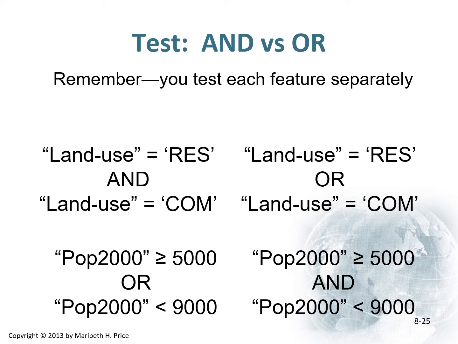So here are some basic tests you can do if you're trying to make sure you understand this. Think about the and versus or. Land use equals RES and land use equals COM, versus land use equals RES or land use equals COM. Population greater than 5,000 or population less than 9,000, versus population greater than or equal to 5,000 and population less than 9,000. Very maybe different things. So you need to run through that and think about what that is identifying, because some of these work and some do not.